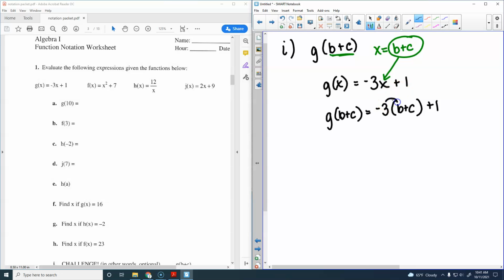All right, so you could distribute this if you wanted to: -3b minus 3c plus 1. But can you do anything else with it? Can't put b's and c's and 1's together, so you would just leave it like that. Whenever it asks for g of b plus c, you're putting the b plus c where the x is. Then you want to simplify if you can, but the only thing you can really do here is distribute that -3. So you would just leave it. This would be your answer.